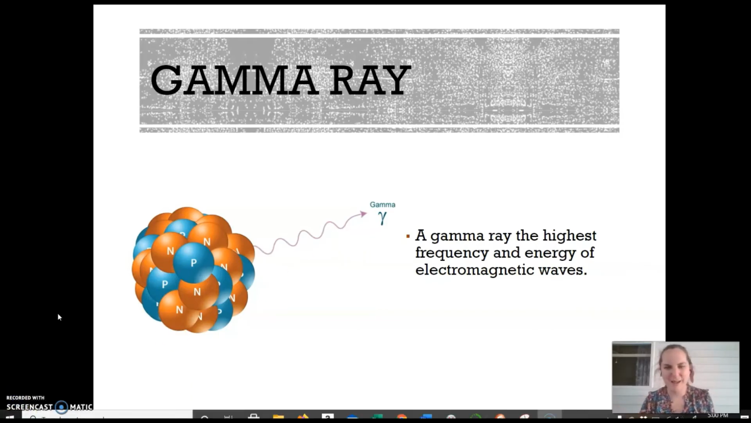Okay, getting back to gamma rays. So the gamma ray is the highest frequency energy of our electromagnetic waves. So again, what that high frequency means is really short wavelengths. So what this means is that your gamma rays can travel.